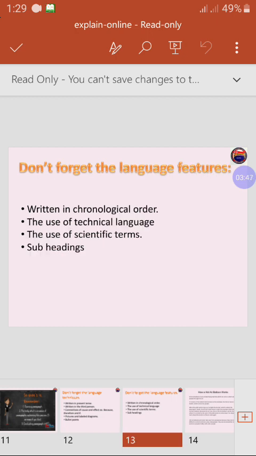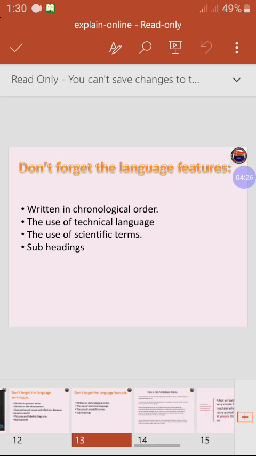Don't forget also the language features. It's written in chronological order, and as we said, it must be written in a certain order as each stage depends on the other, so you cannot mix them up. Then you can use the technical language and the scientific terms, which are words related to certain fields. For example, if we are talking about the heart, the words arteries, veins, blood vessels, all of these are technical terms because these words can only be found in texts talking about the body. You cannot find them anywhere else. Then the last point is the subheading, which makes it easier for the reader to find the information.